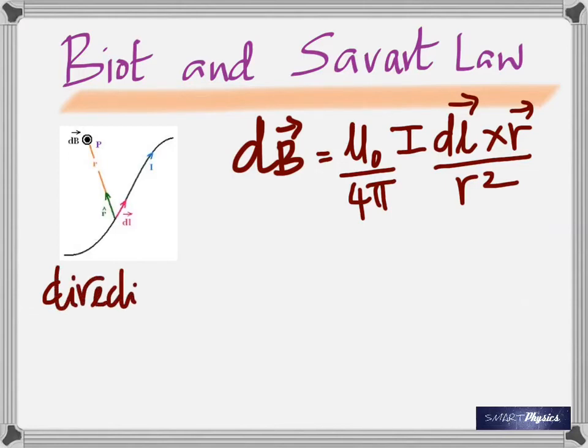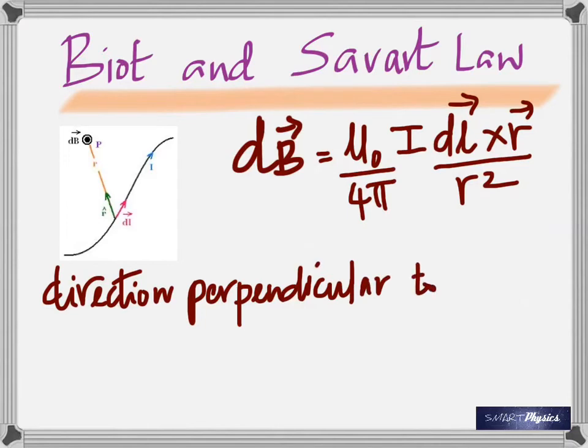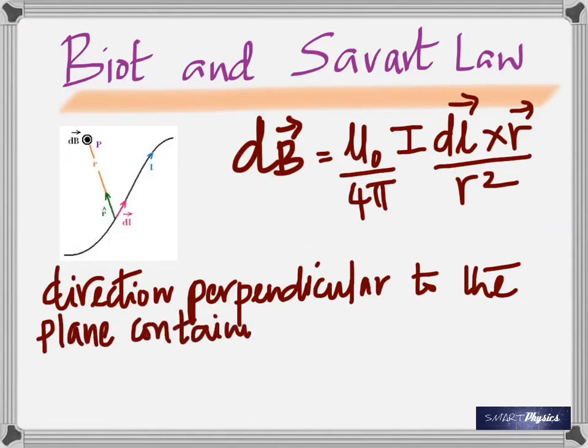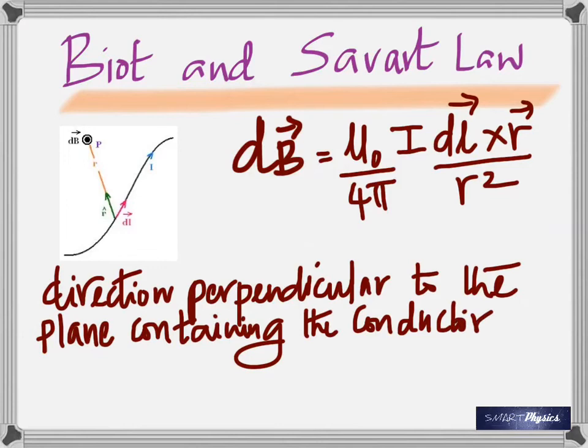I told you that the direction of the magnetic field is perpendicular to the plane containing the conductor and the point. Not the current, and the point. And would it be out or in? It depends on what direction the current is flowing in. I've written that.